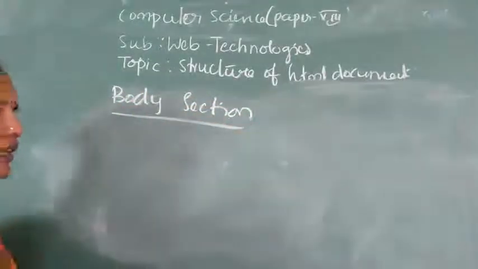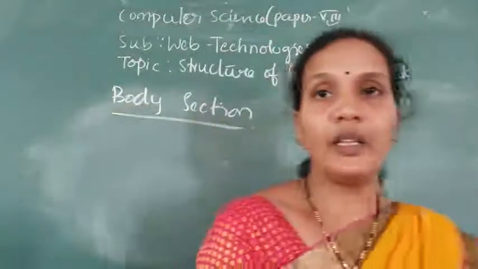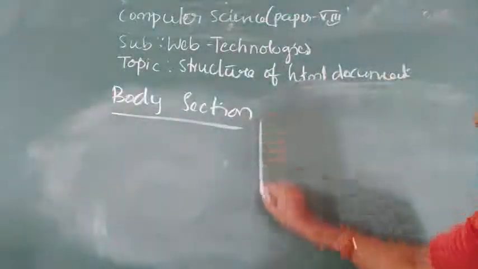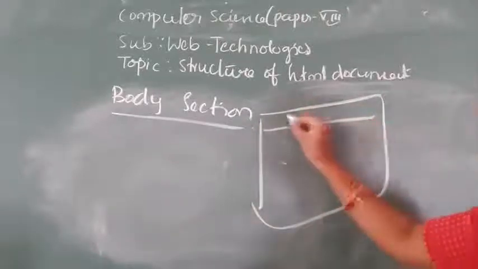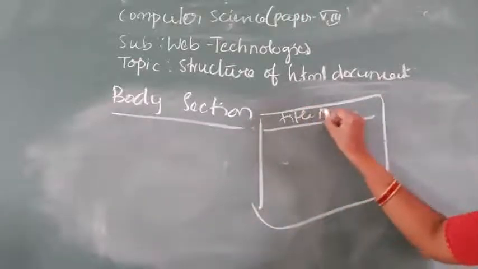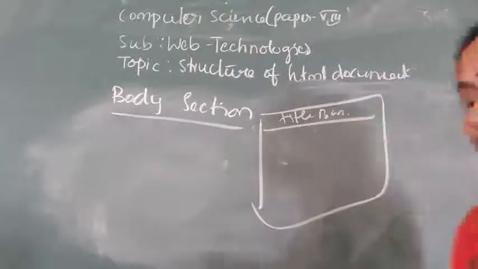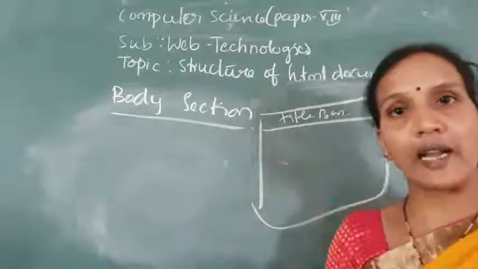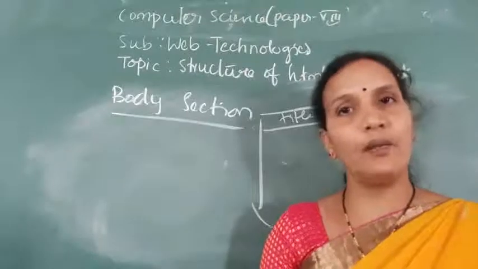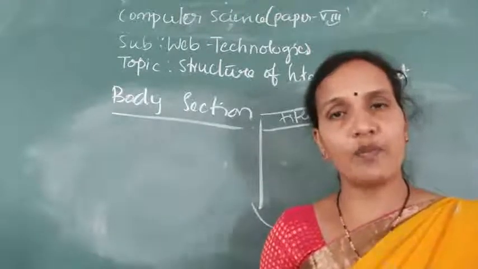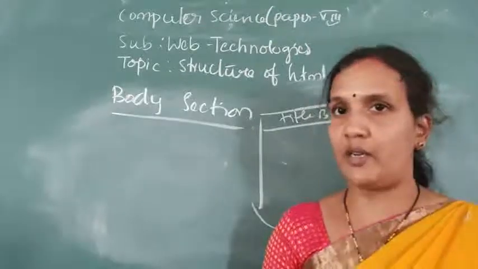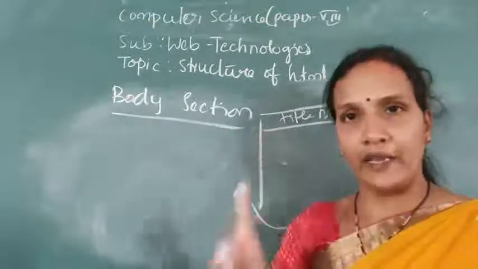Here, what is the body section? See, in the HTML document, already I have explained, this is your browser window. Example, in the browser window, the first one is the title bar. And this title bar is used to display the title of the document, and that title will be included by using the title tag, title opening and closing. And that title tag should be included inside the head section.